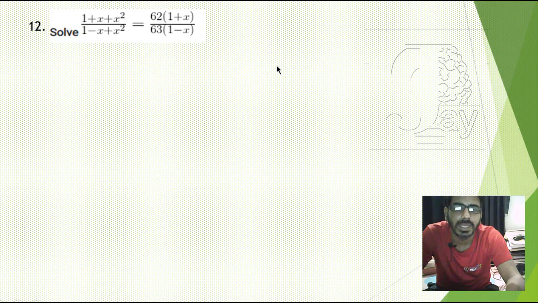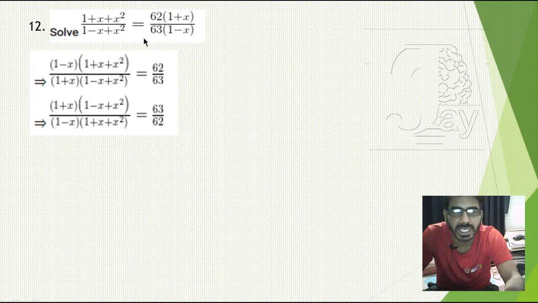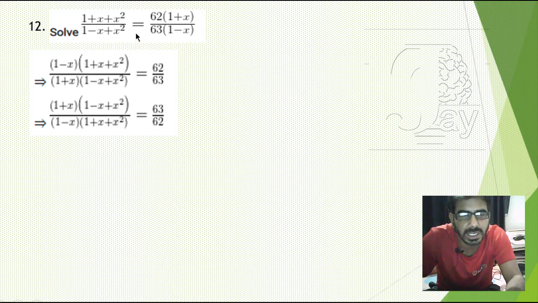And this is question number 12. We have this term. So again, what we're going to do is see what is given and what is required. Okay, so we can easily see that 1 plus x square, and this is 1 minus x plus x square. And on the right hand side we have 1 plus x, 1 minus x.